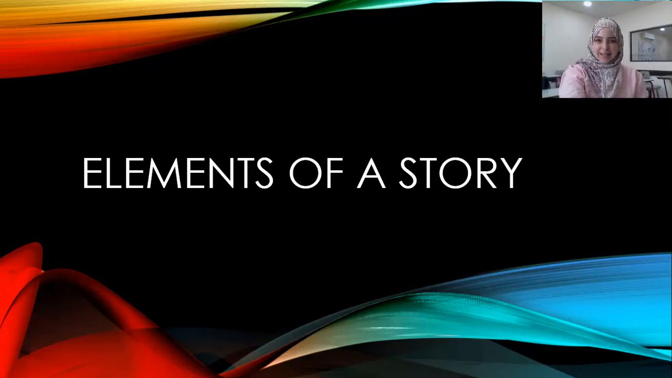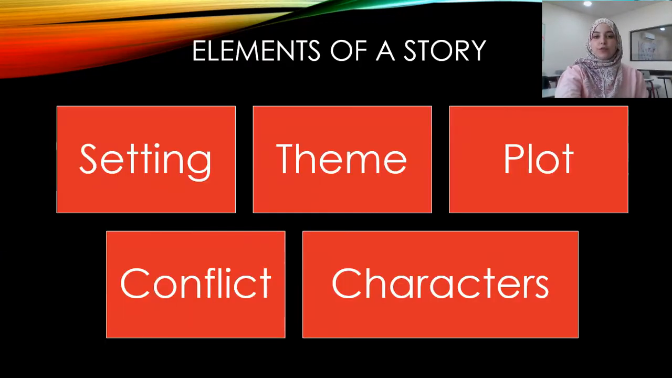Let us begin today's lesson, Elements of a Story. Now, first of all, we have 5 elements in any story: the setting, the theme, the plot, the conflict, and the characters. We're going to explain each one of these elements one by one.